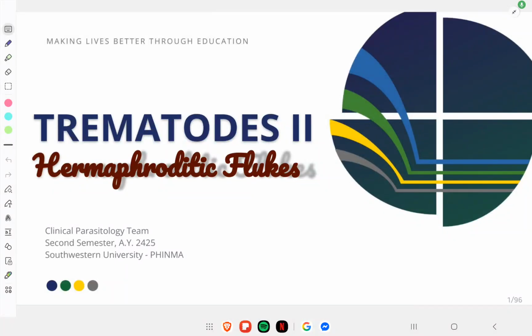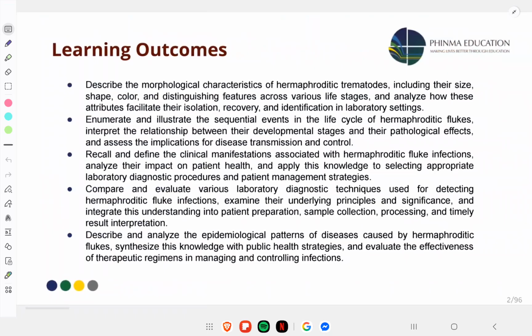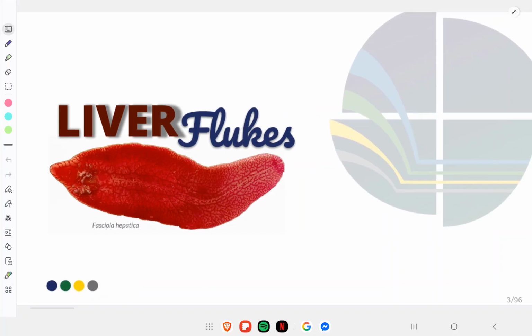Good day, everyone. So we're done with the discussion of your blood flukes. So today we're going to focus on your hermaphroditic flukes. So here are your learning objectives again. Kindly pause the slide to read them so you will be guided when you study for this topic.